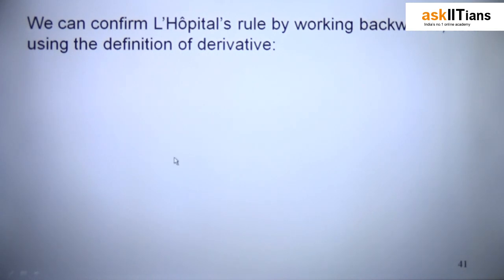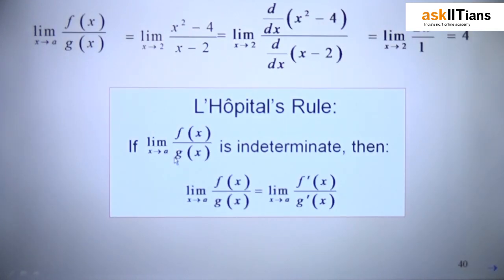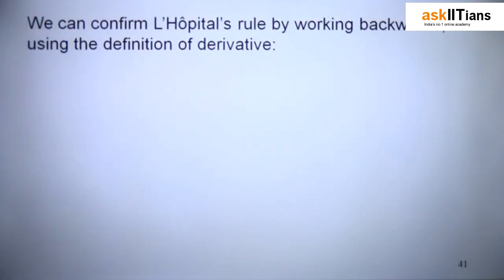Now that we have defined L'Hopital's rule, we will verify whether the definition of the rule is correct or not, and we will do the proof in a retrograde synthesis. That means I'll start with the final result and work out the question. Suppose I have been given f'(a) upon g'(a).